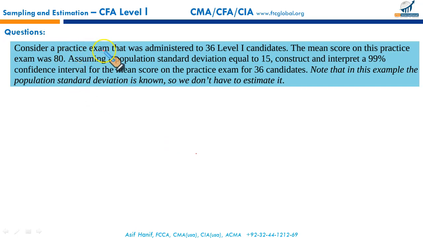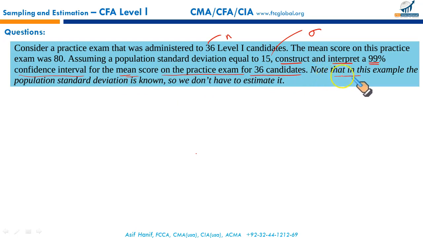Consider a practice exam that was administered to 36 level 1 candidates. Okay, so what it tells me is that this is n, the sample size. The mean score on this practice exam was 80. Assuming a population standard deviation is equal to 15. Construct and interpret a 99% confidence interval for the mean score on the practice exam for 36 candidates.